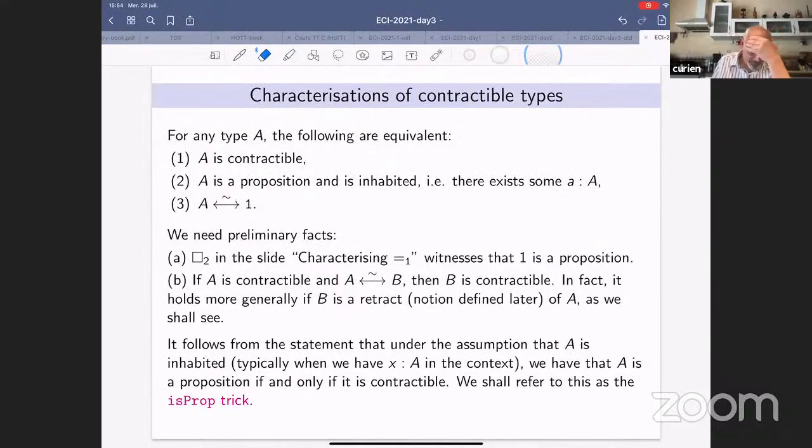So how do we prove this? Well, we will need two little facts. The first fact is that 1 is a proposition. Okay, and we proved it without saying it earlier.